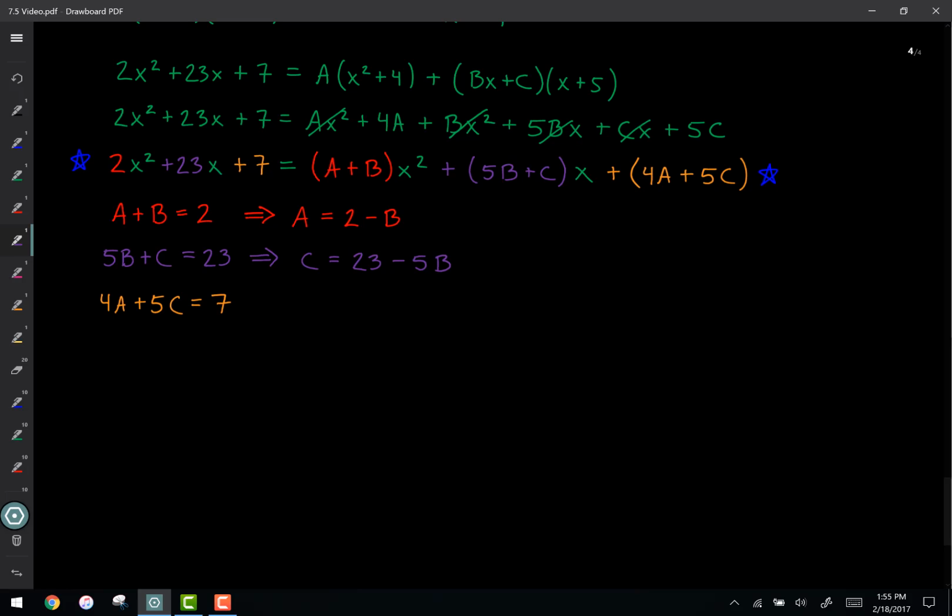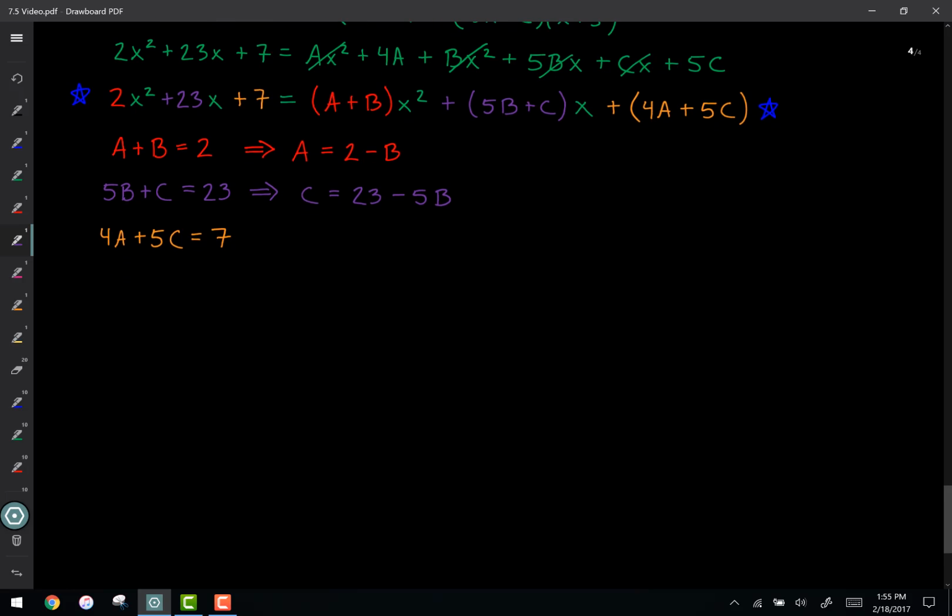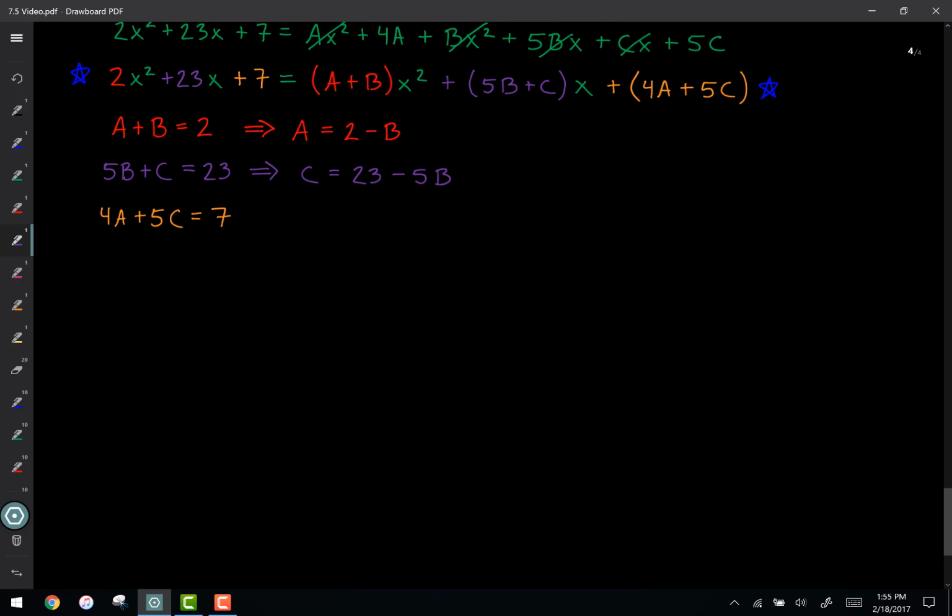And now what we're going to do is, since this orangey colored term has a and a c, but I know what a and c are from what we just did in the red and the purple, we're going to plug those in. So we have 4 times a, so 4 times 2 minus b, plus 5 times c, where c is 23 minus 5b. This equals 7.